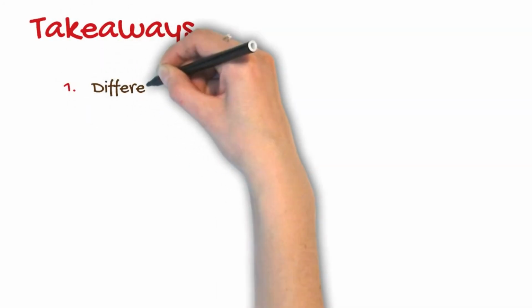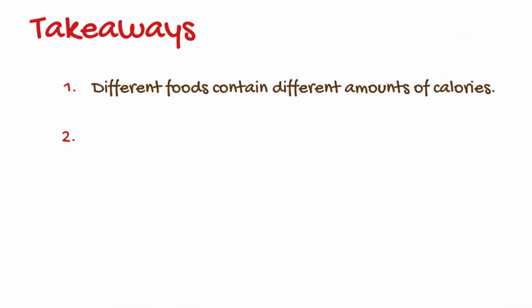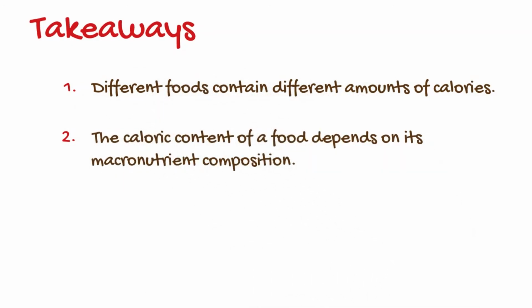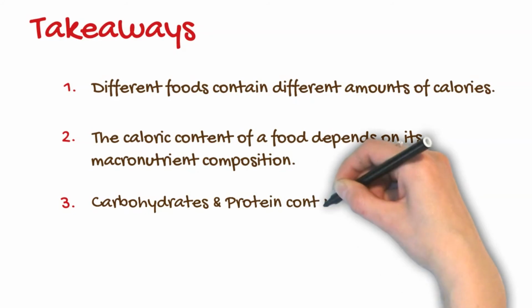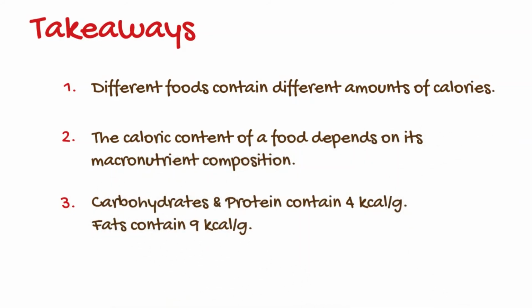Let's review the takeaways. 1. Different foods contain different amounts of calories. 2. The caloric content of a food depends on its macronutrient composition. And 3. Carbohydrates and protein contain 4 calories per gram, and fats contain 9 calories per gram.